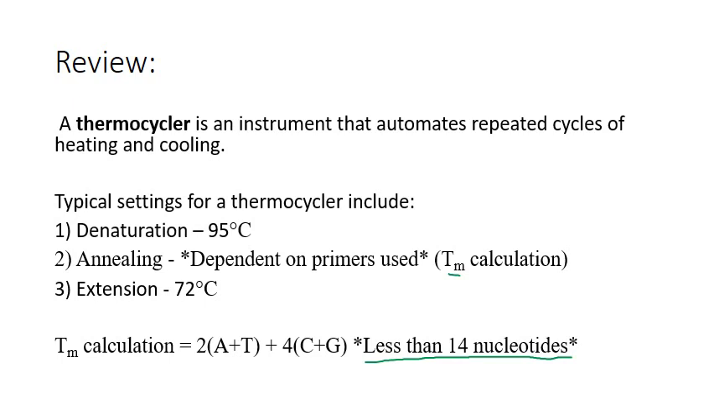Okay, so some things to take home with you. The first thing is, what is a thermocycler? You need to know what a thermocycler is. You need to know how to calculate the easy method for less than 14 nucleotides. And then you'll want to be able to organize in your head the steps that are required to perform a PCR reaction, the one that we went over earlier.